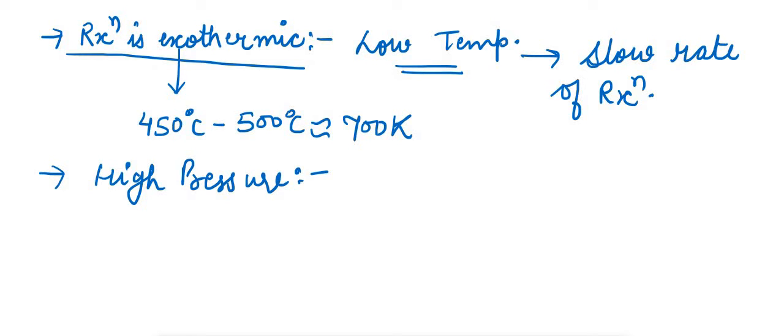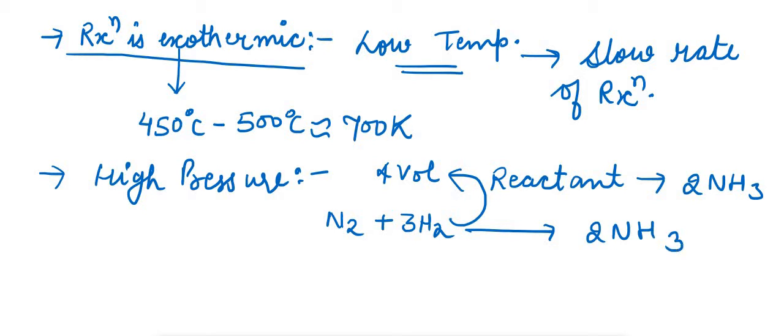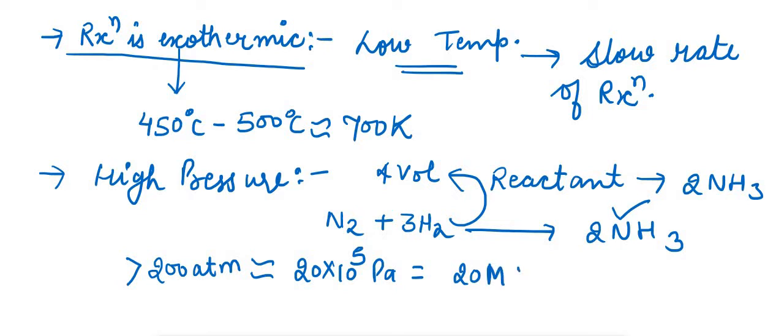Because if we look at the reaction, 1 N2 molecule and 3 H2 molecules are used. It means a total of 4 volumes of reactant molecules are used, and only 2 ammonia molecules are formed from this reaction. So such a high pressure is required to favor the formation of ammonia, and with the high pressure the ammonia gas formed is condensed and taken back into the chamber. The optimum pressure is approximately 200 atmospheres, greater than 200 atmospheres, or approximately 20 into 10 raised to power 5 Pascal, also written as 20 megapascals.